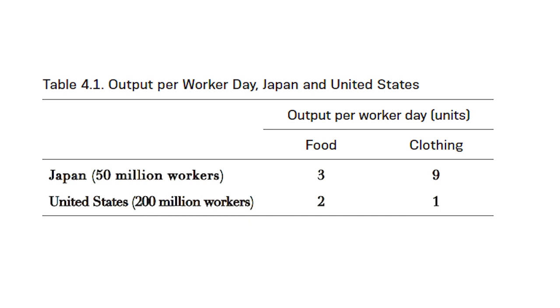Think it through with the United States. They're worse at both, right? Worse at food. They have an absolute disadvantage in food, absolute disadvantage in clothing. In which is the disadvantage smaller? Food, right? So they're worse at food, but they're less worse at food than they are at clothing. So now let's assume that Japan focuses where they have a comparative advantage, that is on clothing, puts the entire workforce on clothing, and the United States puts its entire workforce where it's less worse, that is on food.